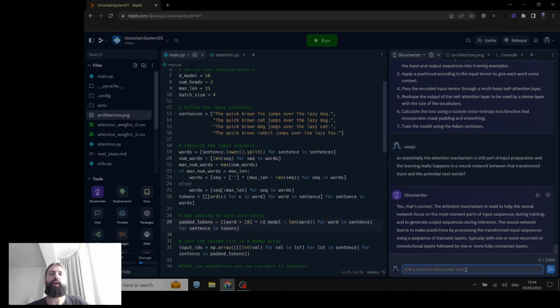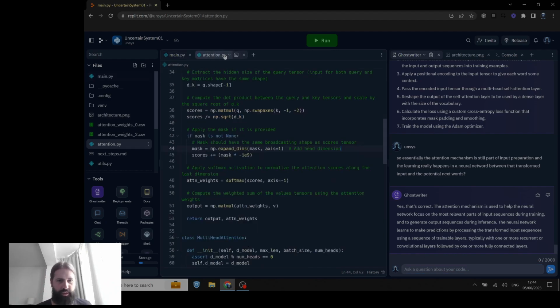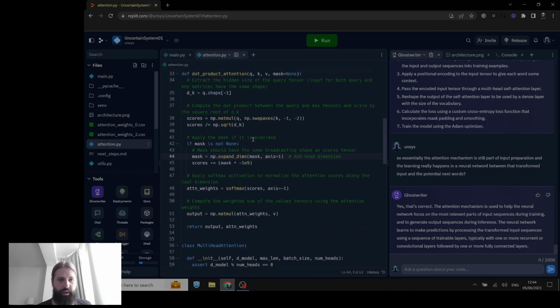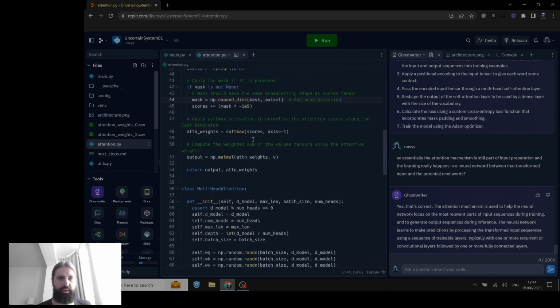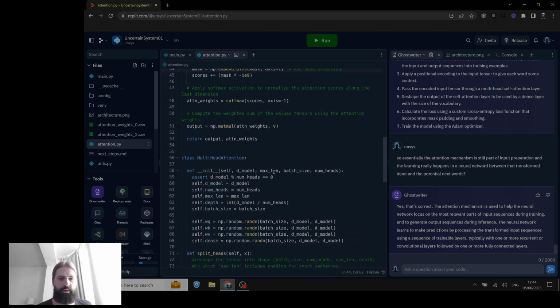Fine. Okay, now I get it. So the actual training happens in just a neural network. So this is just input pre-processing. So all I've been doing now is just input pre-processing. But still, I don't understand how you can rely on this attention mechanism when you're just doing random projections, right?